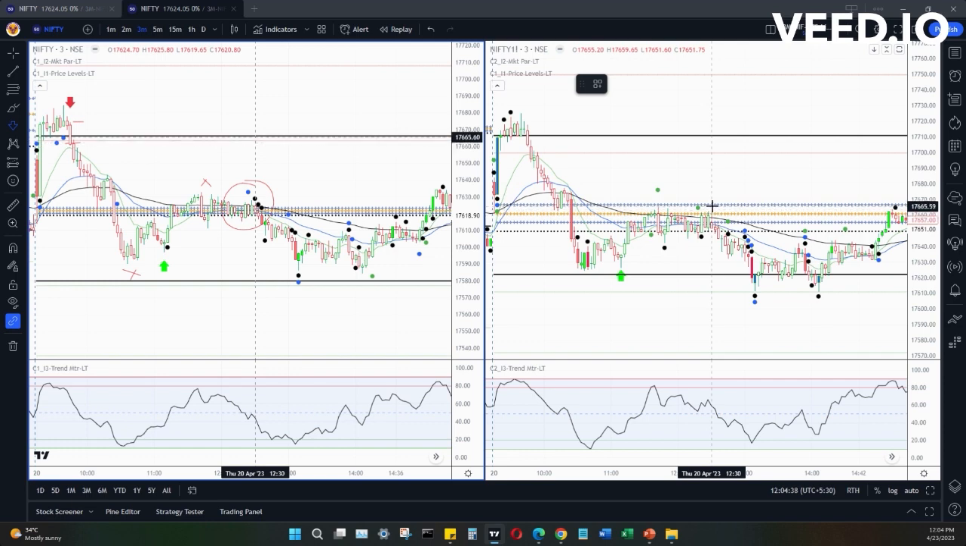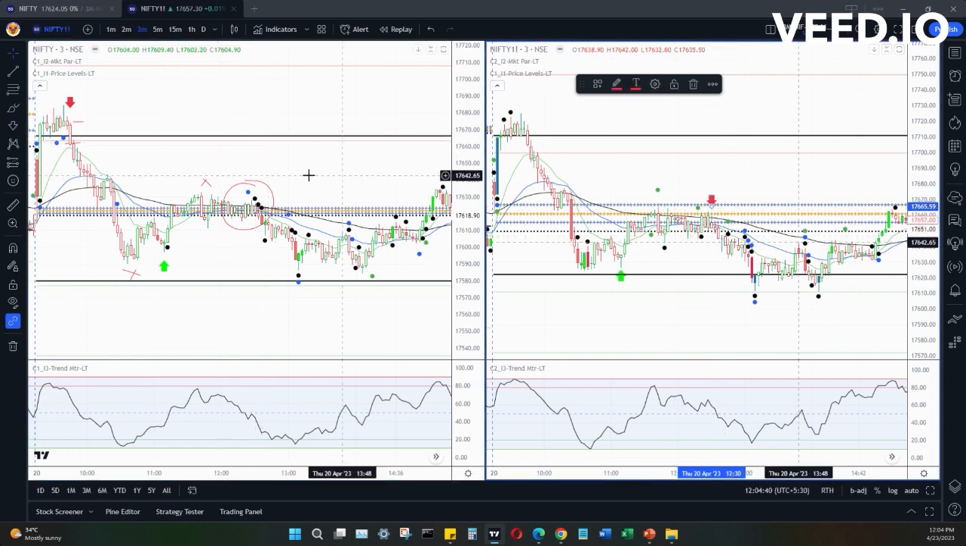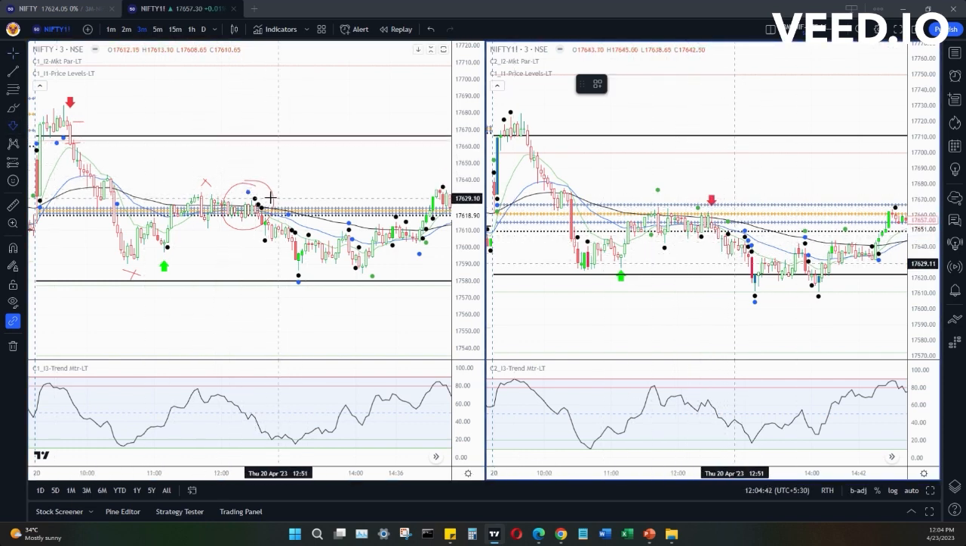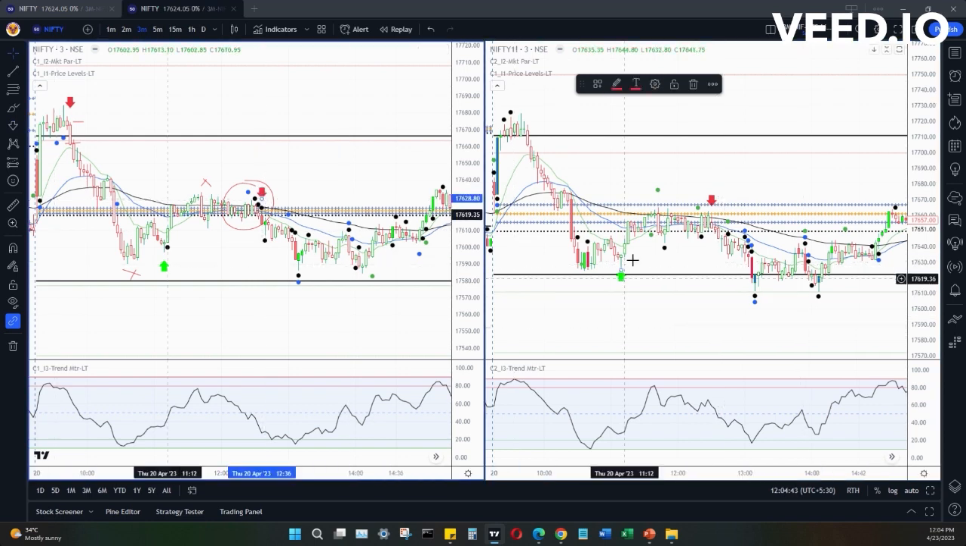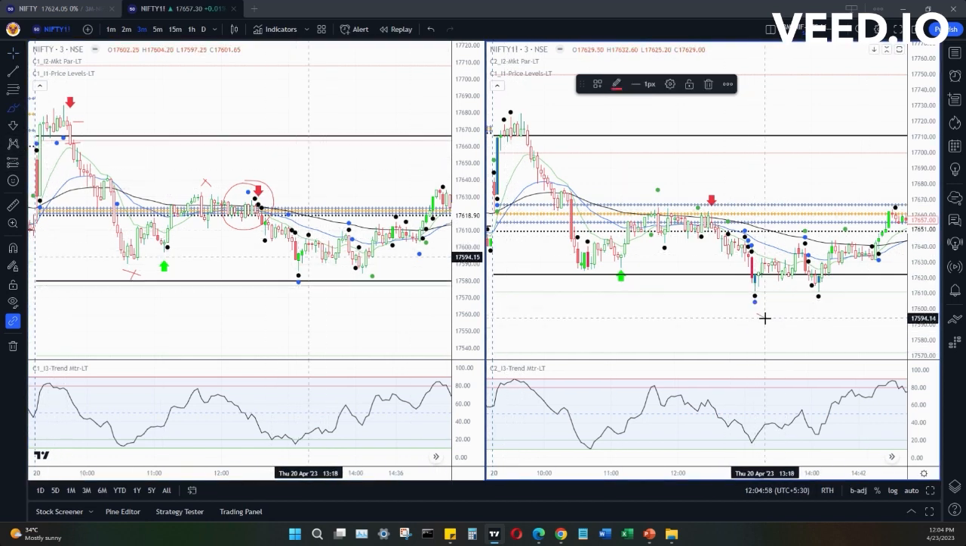So you could take a third trade right here, right at this point, right at the pin candle. This is your entry point, and you could take your profits right here. So this could have also been another beautiful trade.